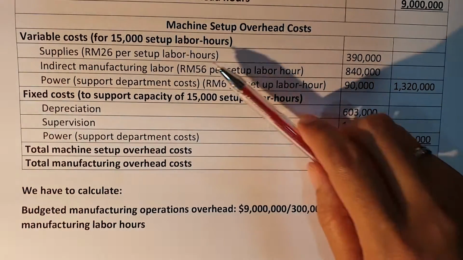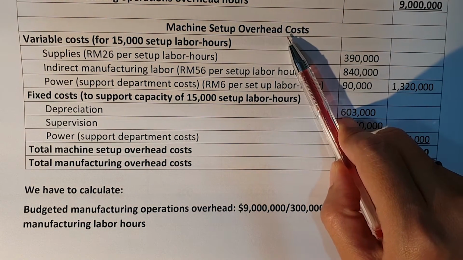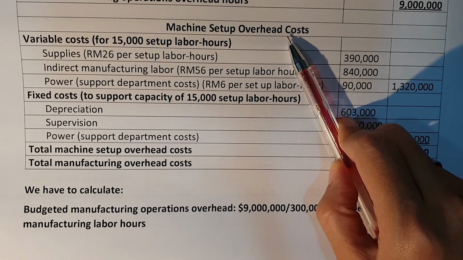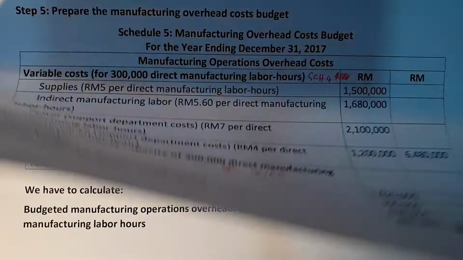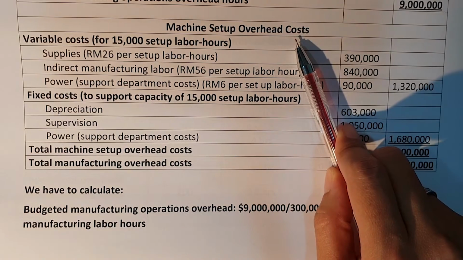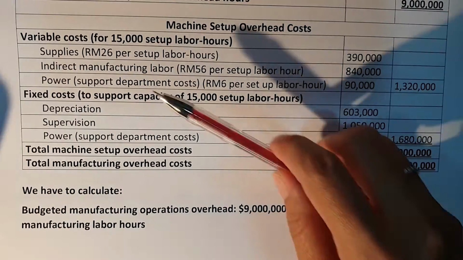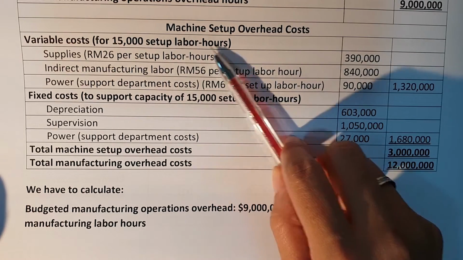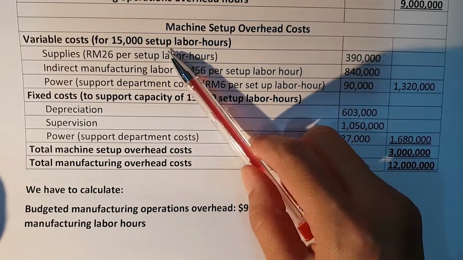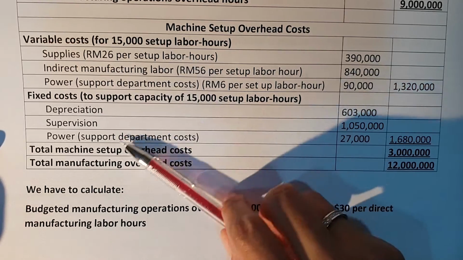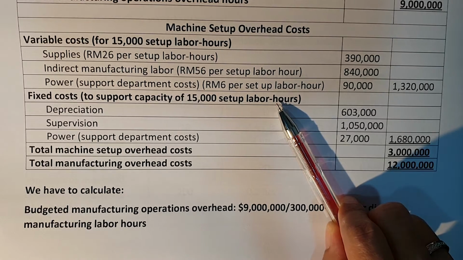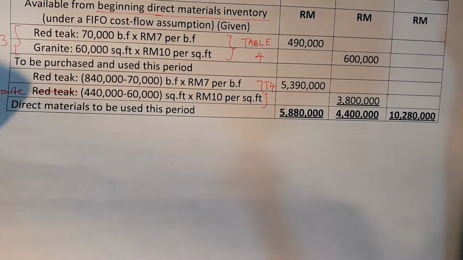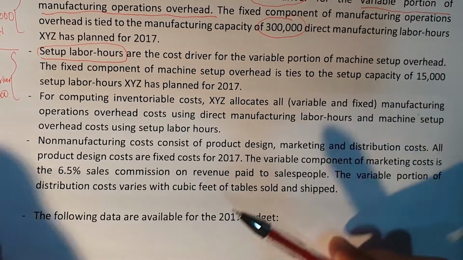Alright, so the second part is about machine setup overhead costs, because the firm's overhead calculation is based on these 2 cost drivers: manufacturing operations overhead costs as well as machine setup overhead costs. Similar to the information before, the variable cost for 15,000 setup hours is given by the managers' estimation, and the fixed cost to support capacity of 15,000 setup labor hours is also from the questions. I recall the information from the questions given to us here.